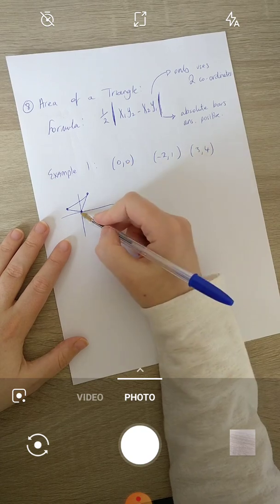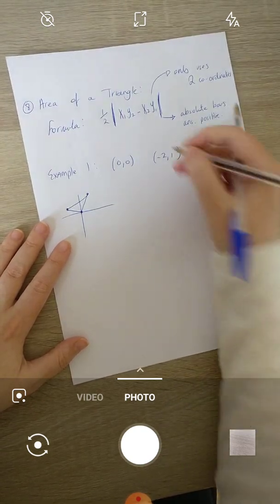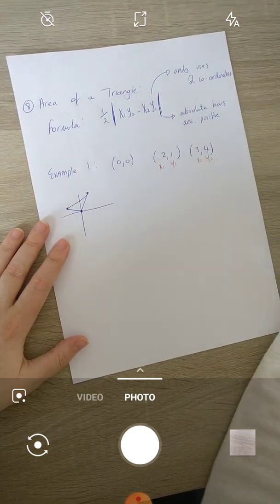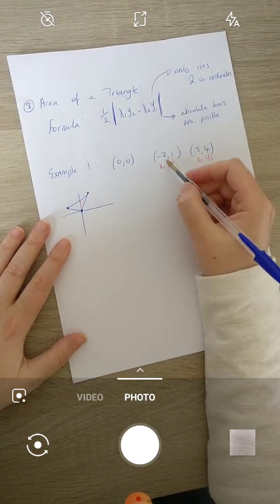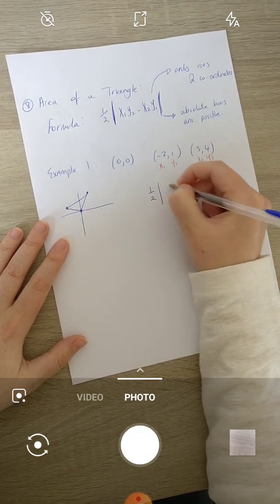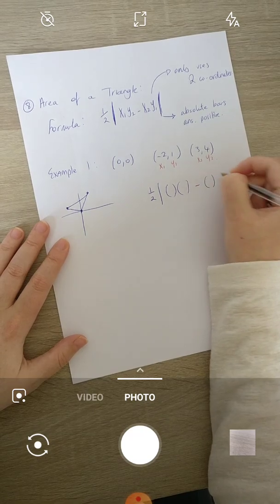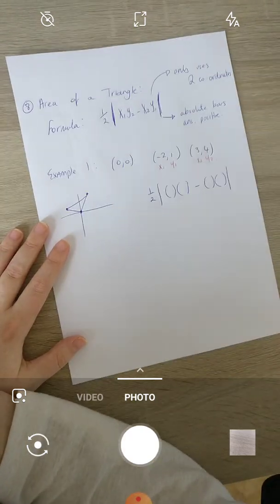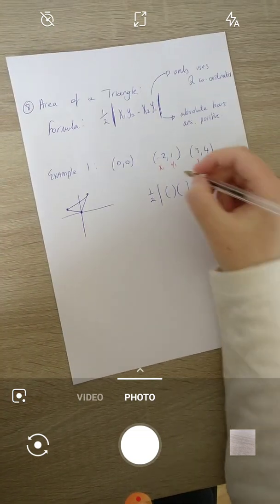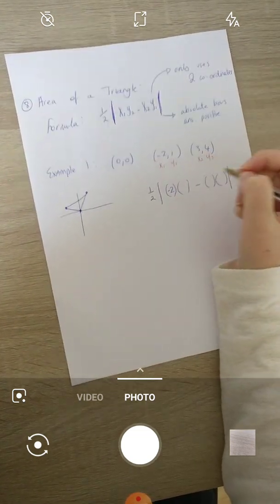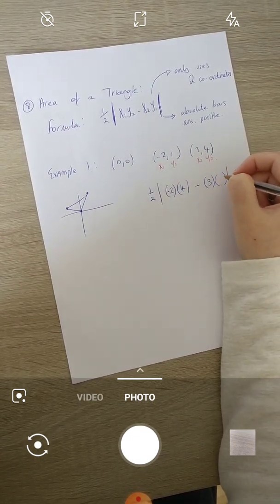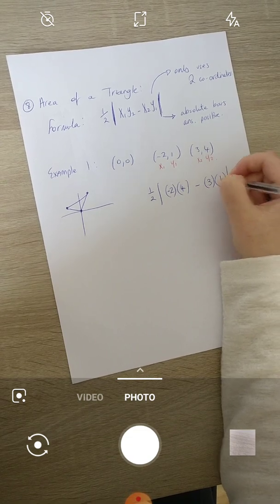So when 0, 0 is one of the vertices, we just use the other 2 points and sub into the formula. So what we now have is x1, y1, x2, y2, and we're subbing that in, and I'm opening up brackets for each of those variables here, x1, y2, x2, y1. So x1 is minus 2, y2 is 4, x2 is 3, and y1 is 1.